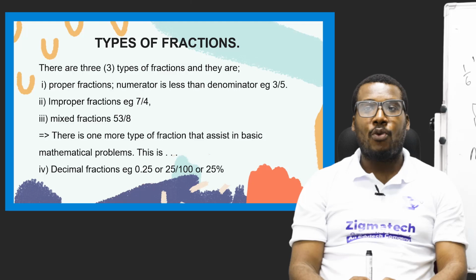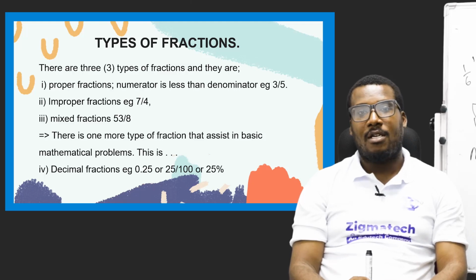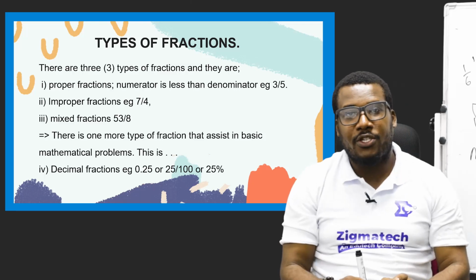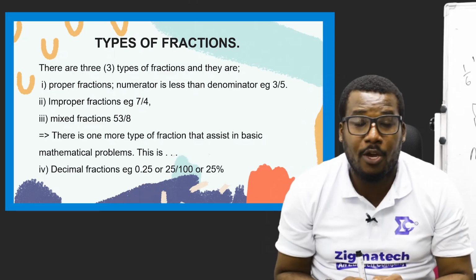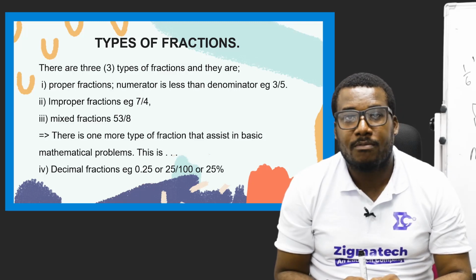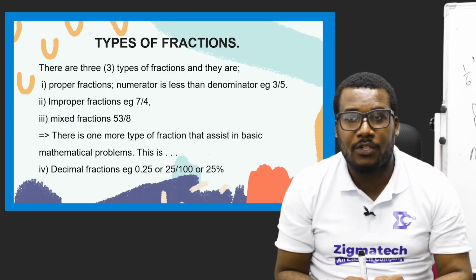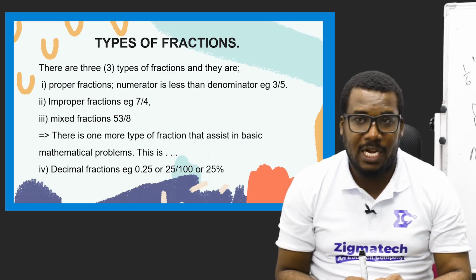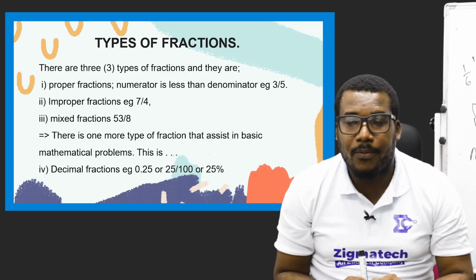Now we have the second one, which is improper fractions. These are fractions where the numerator is greater than the denominator. When you see the numerator is greater than the denominator, that is an improper fraction. For example, 7 over 4. 7 in this case is the numerator and is greater than 4, which is the denominator.